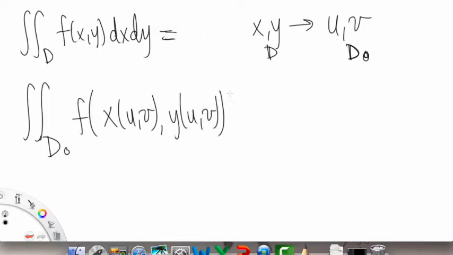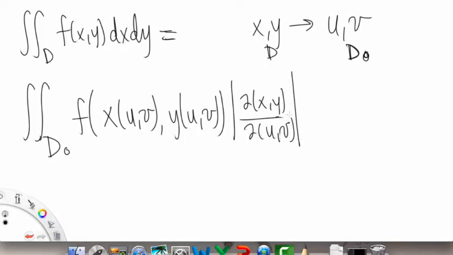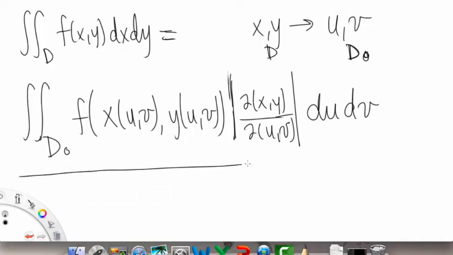And then we have the differential area, dA, which is now represented by the Jacobian, the partial of x comma y over the partial of u comma v. That's our area factor. Remember, that's how much the area changes when you switch variables. And then just our du dv, or dv du, whichever way you want to write it. So that's the formula in a nutshell. Let's get started on an example.